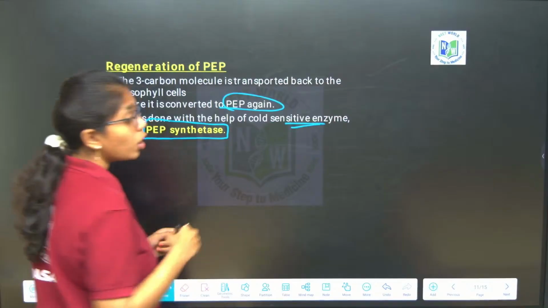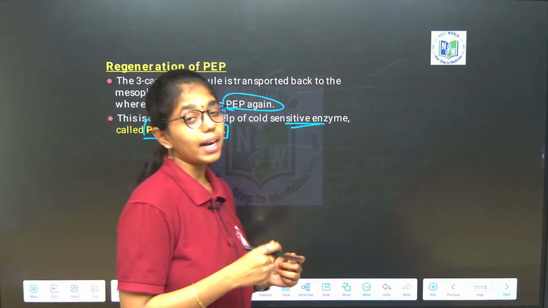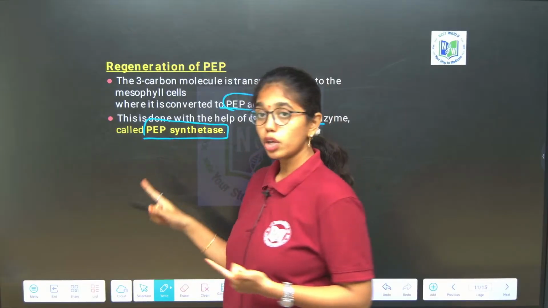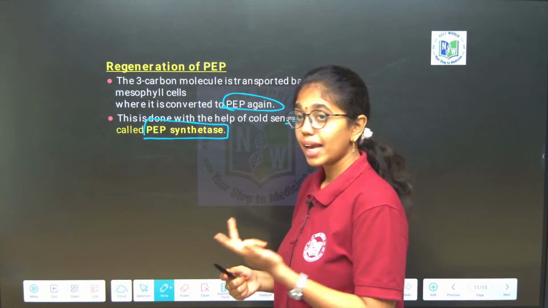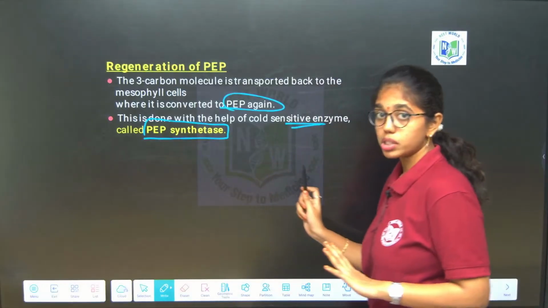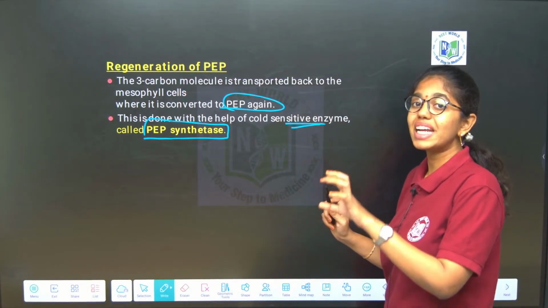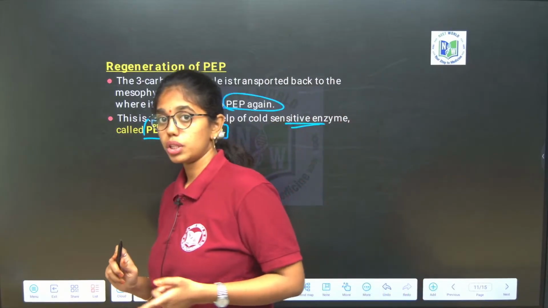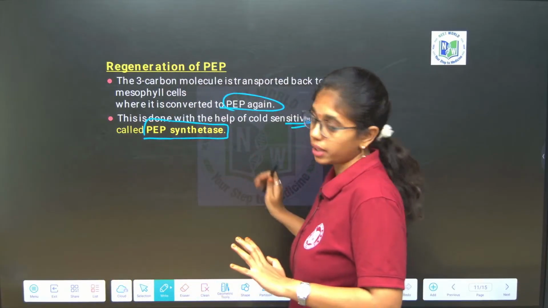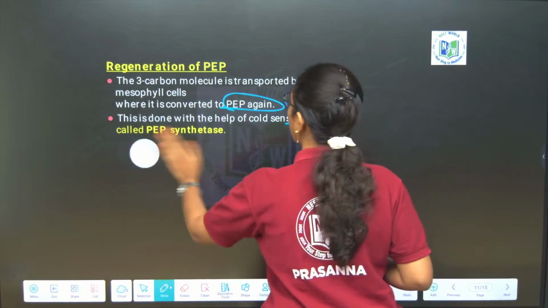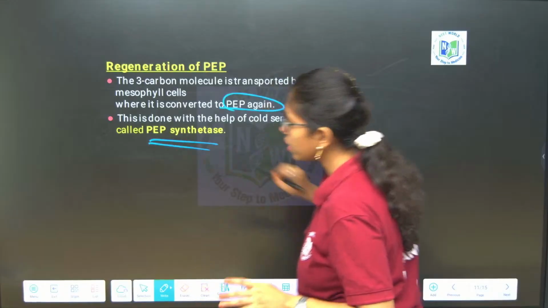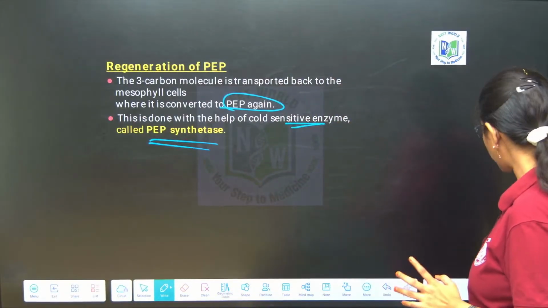Do remember those enzymes which are involved in the dark reaction, like pepcase or phosphoenol pyruvate synthase, or PEP carboxylase or rubisco. These are temperature sensitive enzymes. When we look into the factors affecting photosynthesis, we will deal with that more clearly. So, here this is done with the help of what? Cold sensitive enzyme, that is pepcase. Clear? This is done with cold sensitive enzyme, that is pepcase.